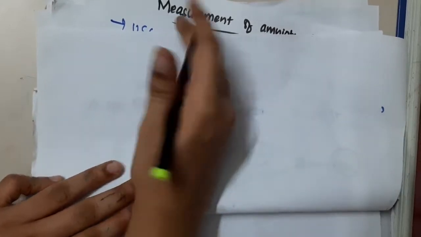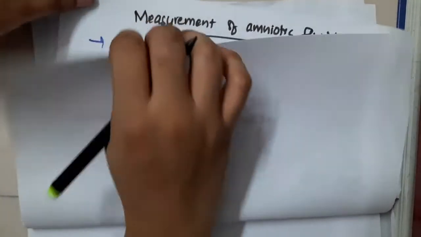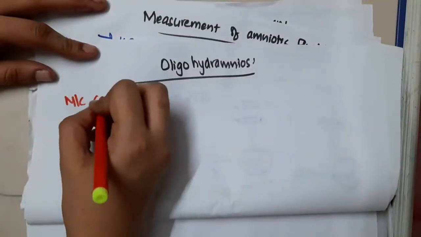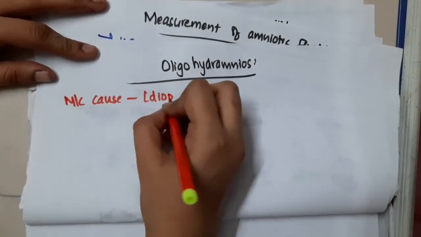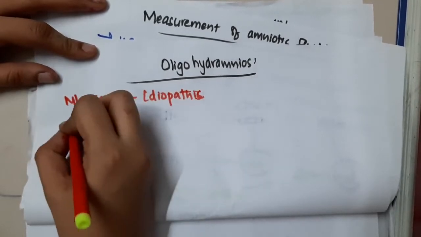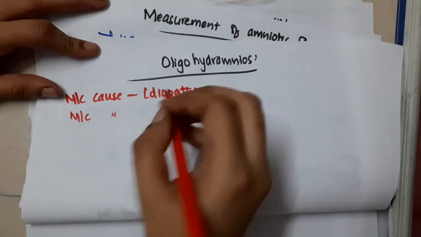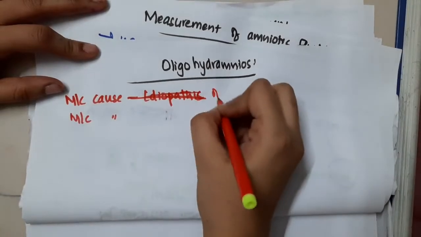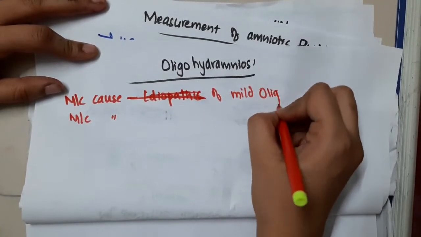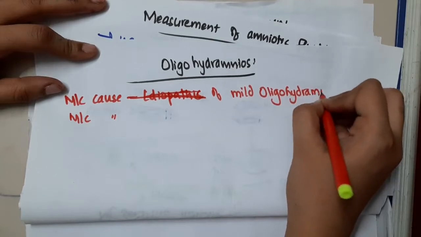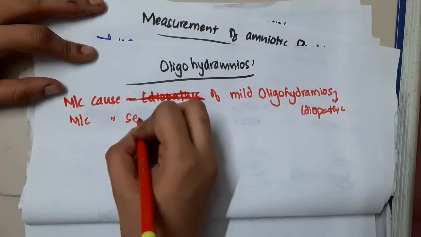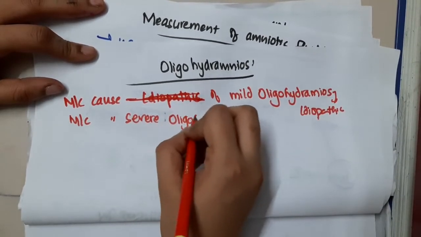Hello friends, let us now learn some important points about oligohydramnios. What is the most common cause of oligohydramnios? It is idiopathic. If you were asked what is the most common cause of mild oligohydramnios, it is idiopathic. If you were asked what is the most common cause of severe oligohydramnios, then now the answer changes.